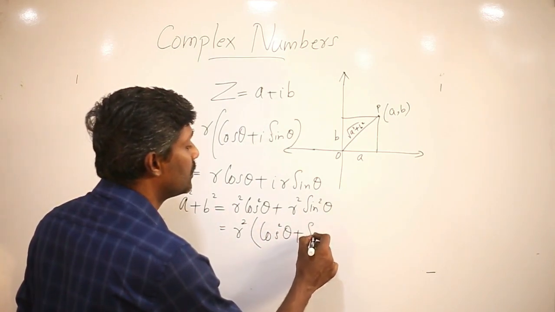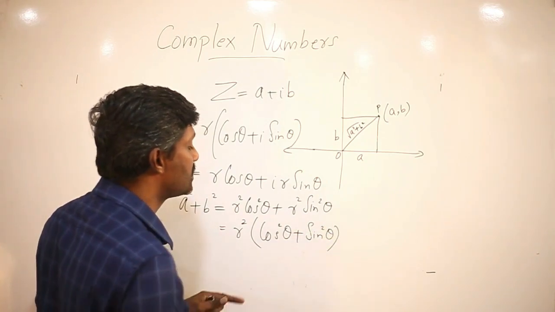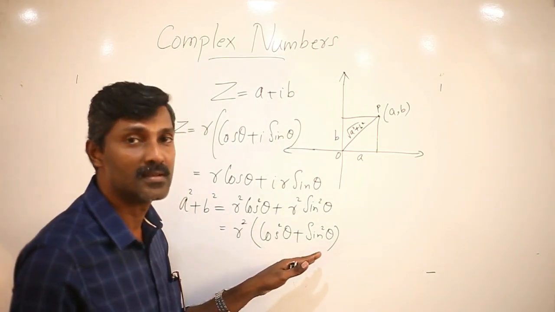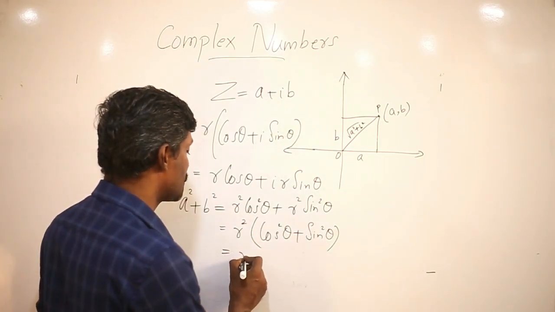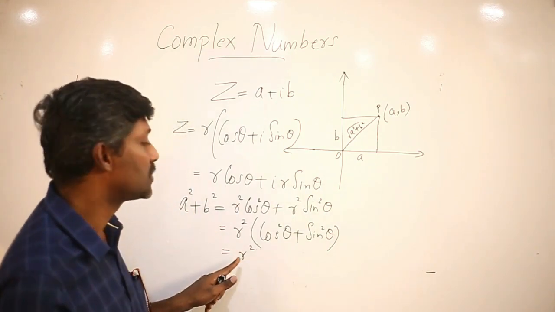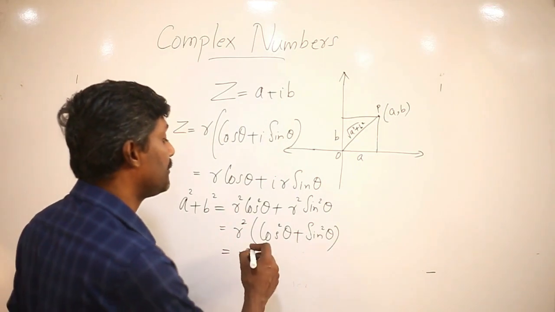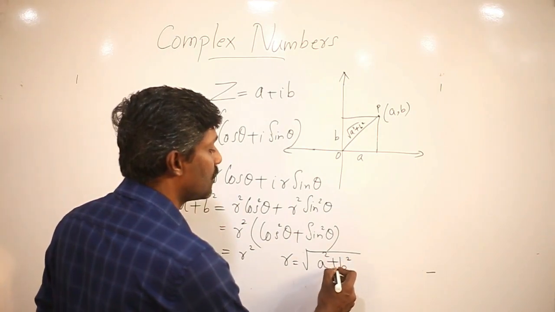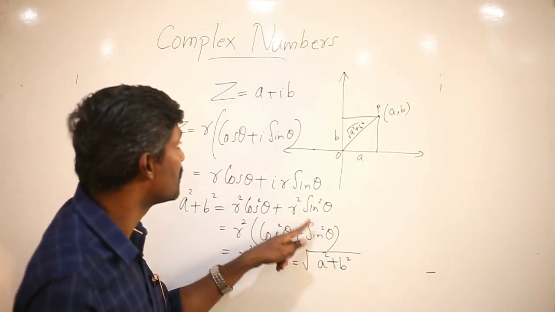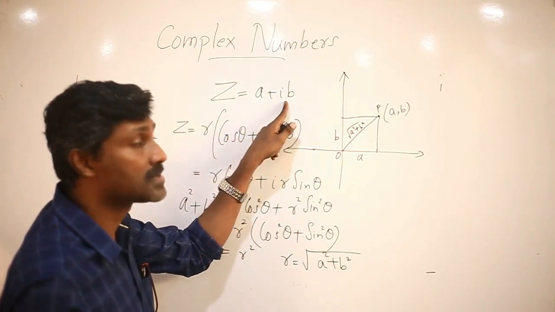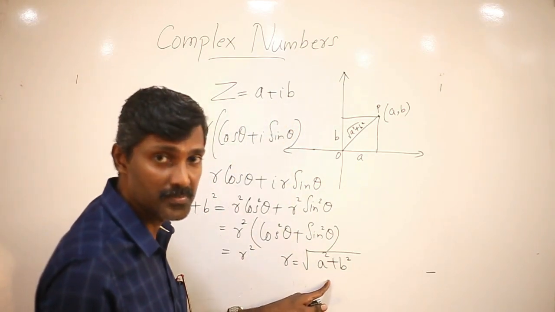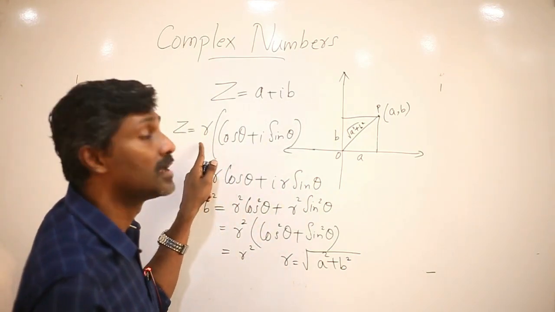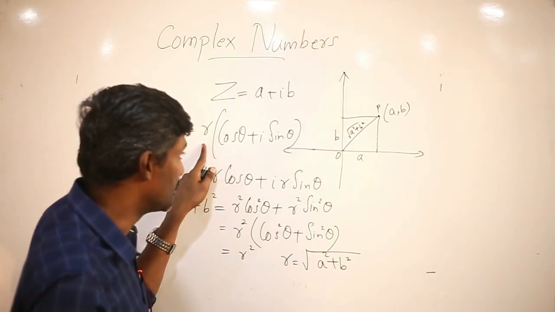I hope all of you remember this formula. What is cos square theta plus sin square theta? We have learned this very early. Cos square theta plus sin square theta is always 1. Okay, so this becomes r square. So we get a square plus b square is equal to r square, or we can say r is equal to square root of a square plus b square. And this is nothing but the modulus of this complex number, right? For z equal to a plus ib, the modulus is given by root of a square plus b square. So what is r in the polar form? The r in the polar form of a complex number represents nothing but the modulus of the complex number, right?